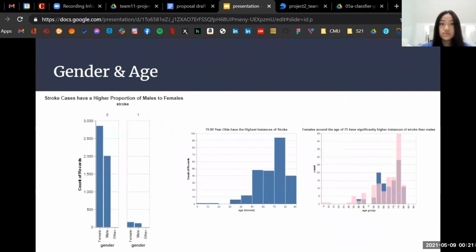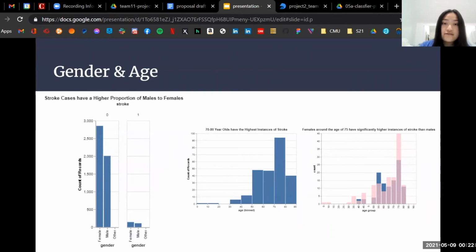And here we can see again that there is a greater proportion of patients with heart disease in the stroke cases. The next features that we looked at were gender and age, and according to Johns Hopkins Medicine, stroke occurs more often in men than women. Although our data set has more females than males, in the chart on the left, we can see that the proportion of males to females is greater in the stroke cases.